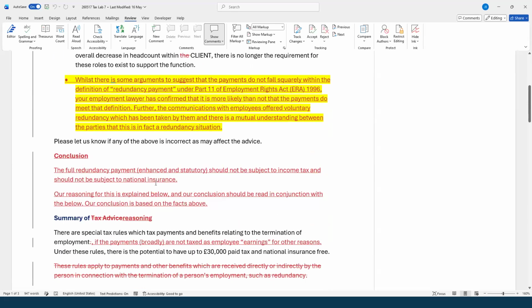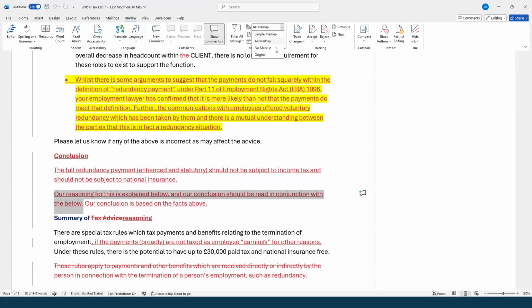So it says that the full redundancy payments, enhanced and statutory, should not be subject to income tax and should not be subject to national insurance. Our reasoning for this is explained below, and our conclusion should be read in conjunction with the below. Our conclusion is based on the facts above. Okay, so this bit here really is all the client cares about. However, just because there is some level of subjectivity and risk around this, this here is basically the caveat saying read the below to make sure you understand it and agree.